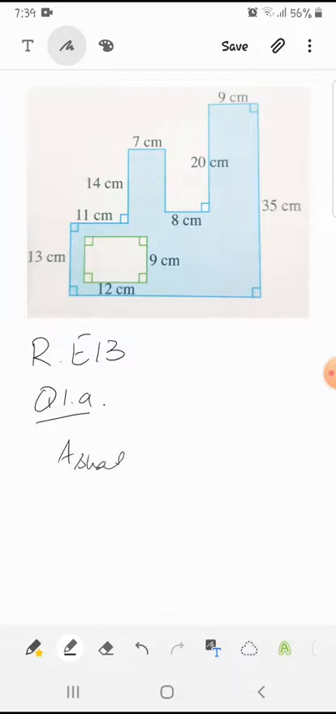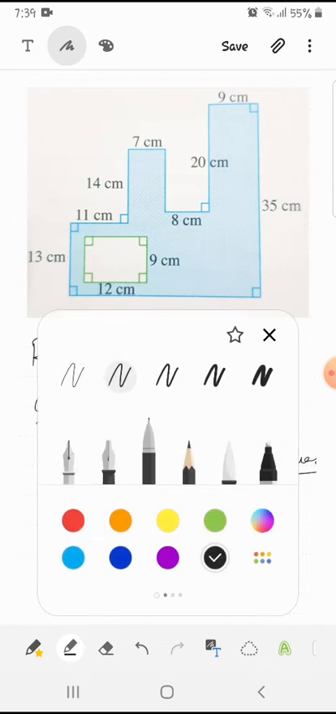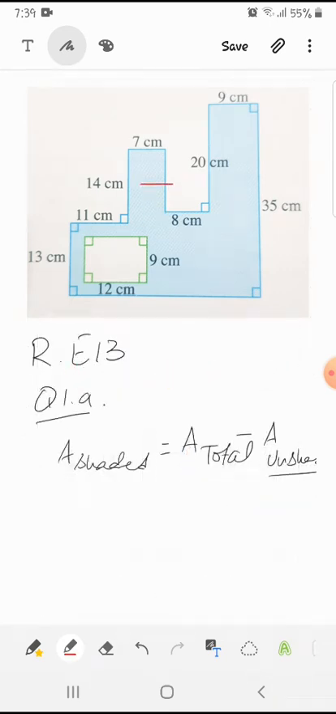Area shaded is equal to the total area minus the area which is unshaded. Okay, so let's find out the shaded part first, and for that we need the total area, and for that I'm gonna divide this figure equally into 4 rectangles of different dimensions.